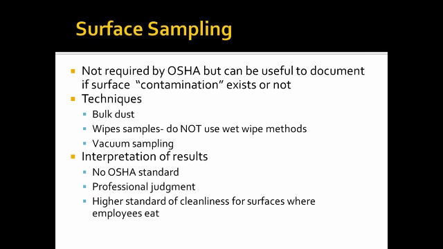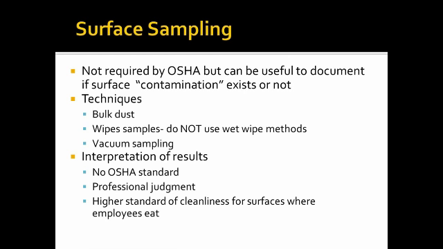Surface sampling, OSHA doesn't require it, but we'll talk a little bit about this when we talk about hygiene and other things. The thing I want to say here is there is no OSHA standard for interpretations of surface sampling, whether it's a bulk sample or a wipe sample. You end up using professional judgment. They have a much higher standard of cleanliness for surfaces where employees eat, which is kind of odd because we're talking about a lung carcinogen, not a different kind of carcinogen, but that's the way the standard's written. So if you're going to do bulk or wipe sampling, you can do that.